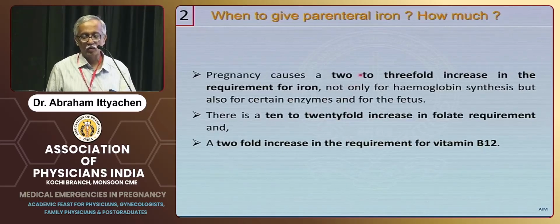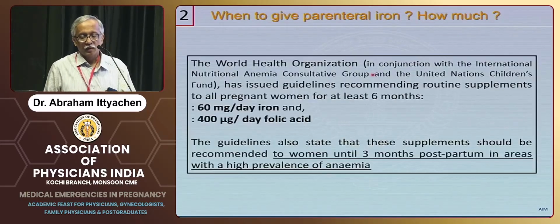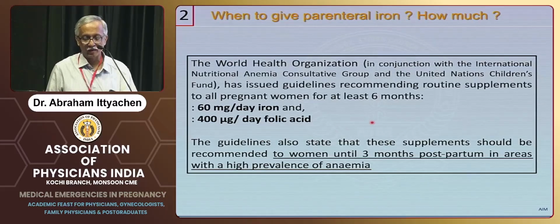Either way, what you have to remember is that there is an increase in physiological demand during pregnancy. Now, if you look at the daily requirement, the WHO, in conjunction with some other international societies, recommends 60 milligram per day of iron and 400 microgram per day of folic acid. And in those countries or states where you have anemia, the WHO and even our government recommend you continue iron even 3 months postpartum.